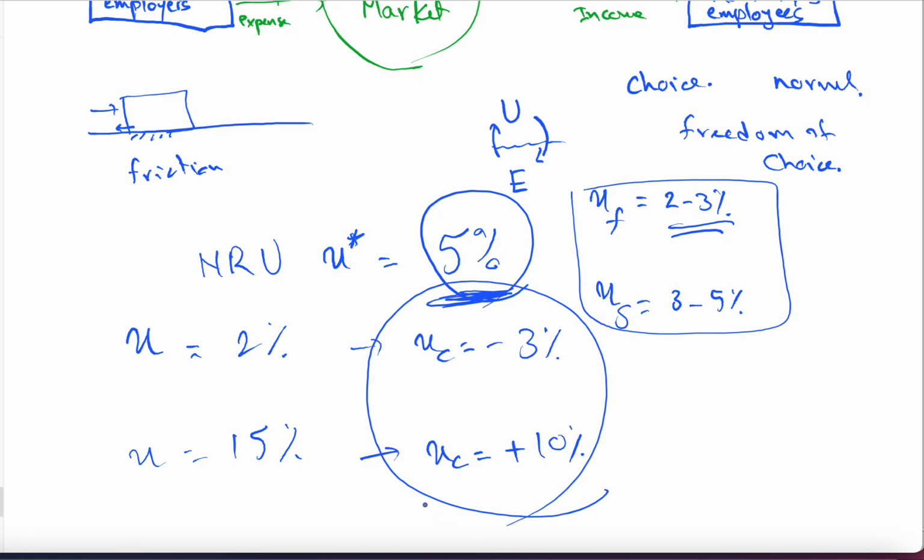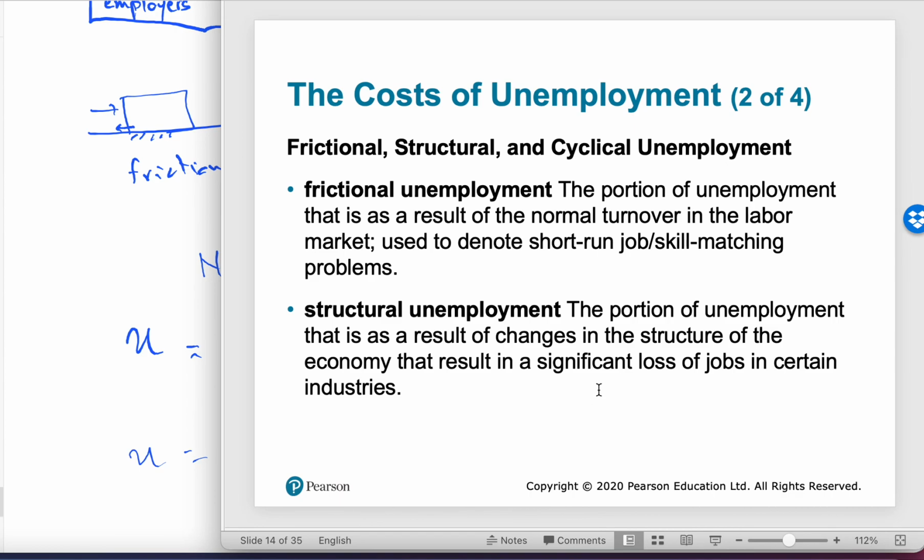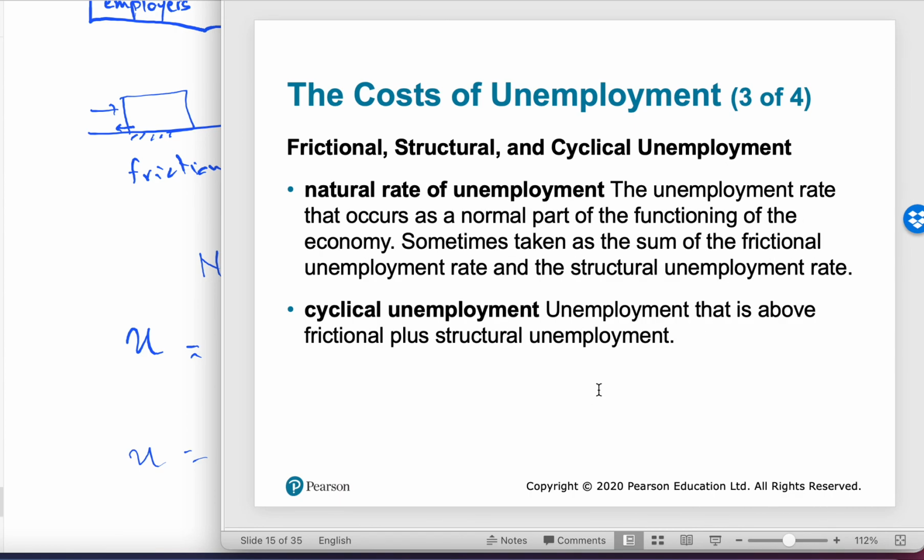And these are the major issues, and it's very costly for the society. So we call the natural rate of unemployment the unemployment rate that occurs as a normal part of the friction, or sometimes as a result of structural change in the economy, as it's the way that the economy is functioning. It is sometimes taken as the sum of frictional unemployment and structural unemployment. And economists have a way to measure the natural rate of unemployment.